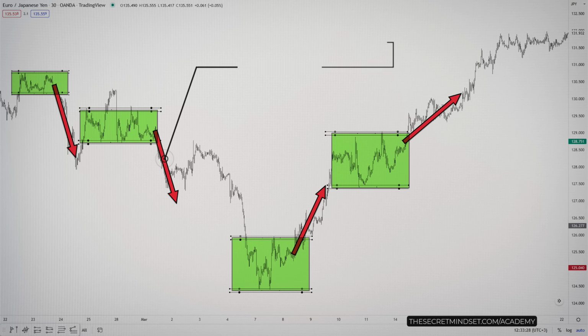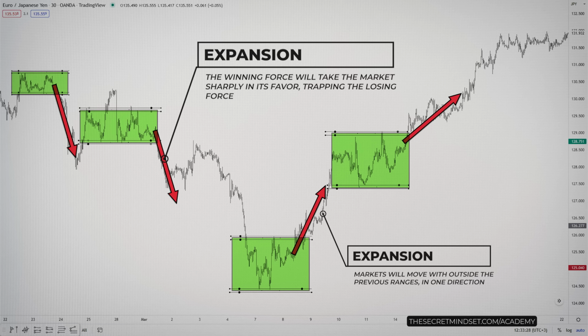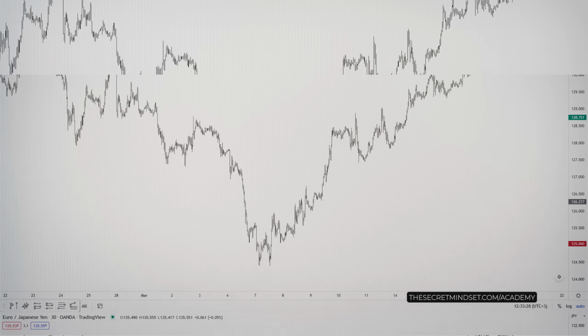Then comes a period of expansion, when the winning force will take the market sharply in its favor, trapping the losing force. This is the period when the markets will move outside the previous ranges in one direction.